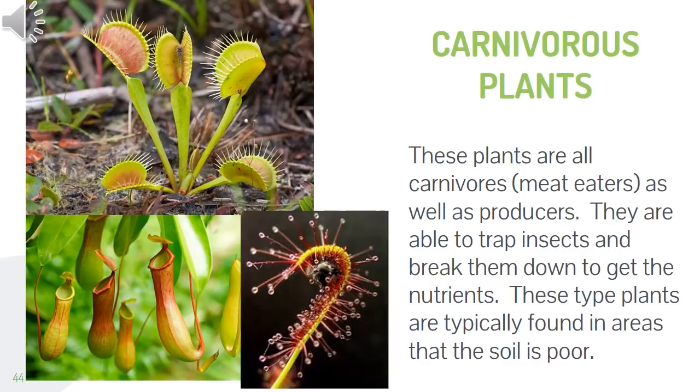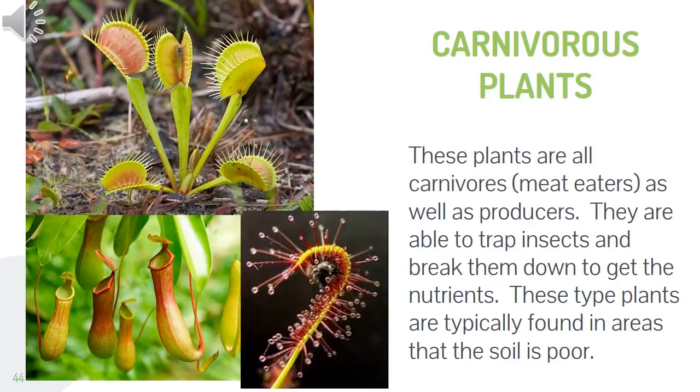So first up, we have a group of carnivorous plants. These plants are all carnivores. They're meat eaters as well as producers. They're able to trap insects and break them down to get the nutrients. These type of plants are typically found in areas where the soil is pretty poor, and so they use those bugs as extra nutrients that they're not getting from the soil. Now, there are about 1,000 species and subspecies of this plant, but we're really talking more about different subspecies. There's not that many of them that are actually able to do this.